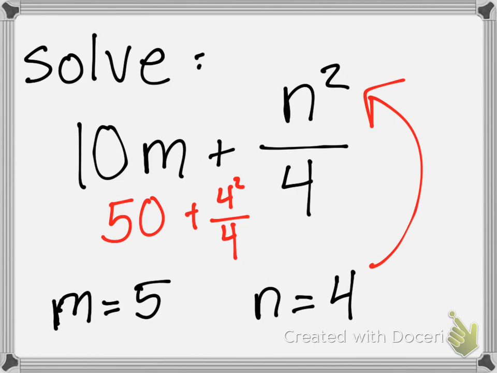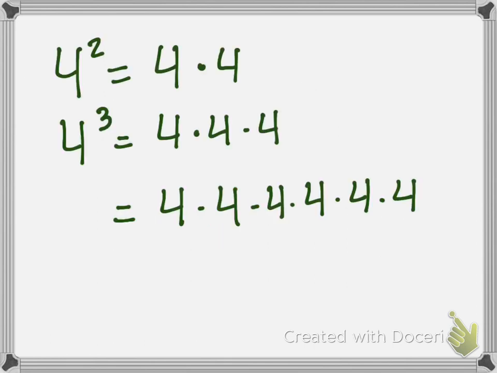When we look back at our PEMDAS, we know we can't do the division first. We have to do parentheses. There are none. Exponents. We have one. And then we're able to do multiplication, division. So let's look over our exponents for a second. When we have exponents, 4 to the power of 2, commonly known as 4 squared, just means 4 times 4.